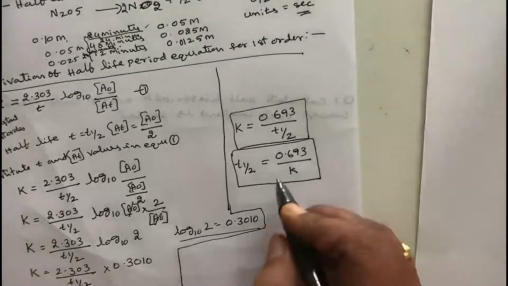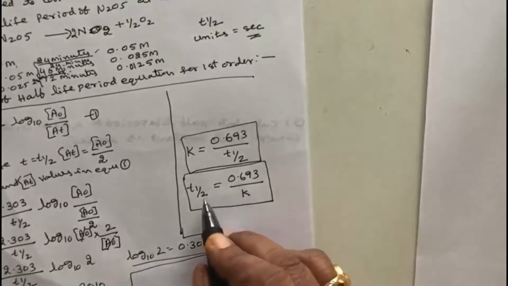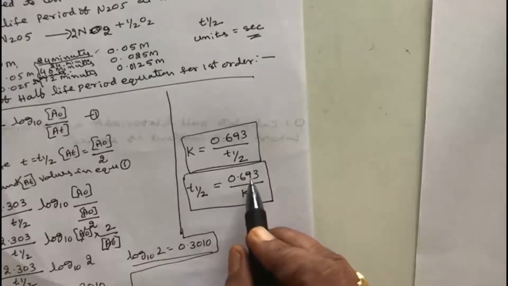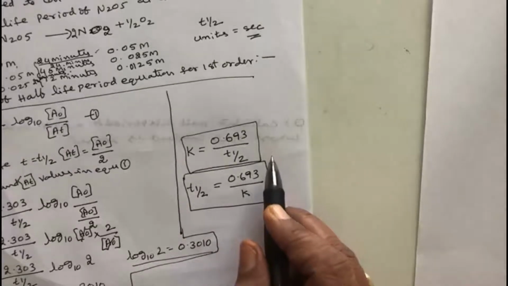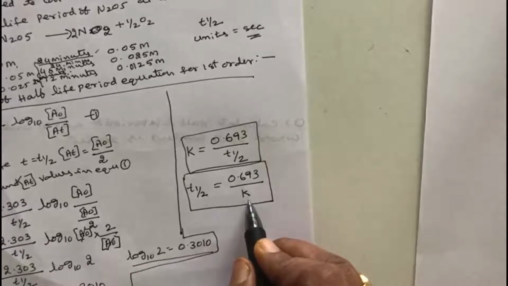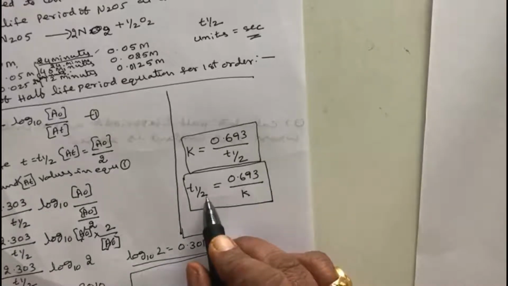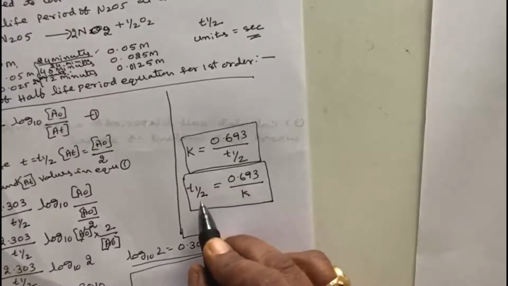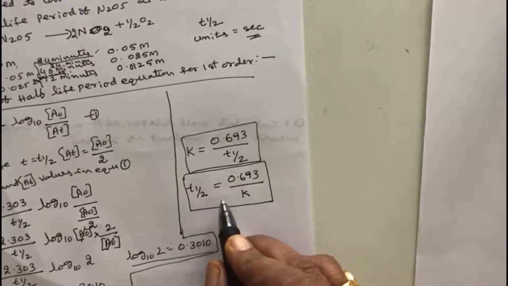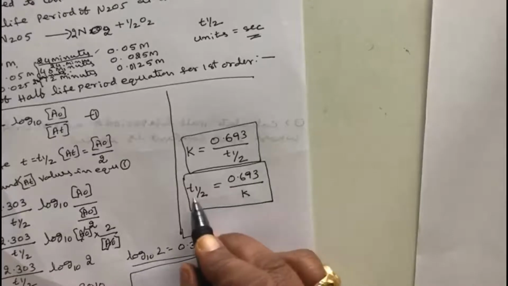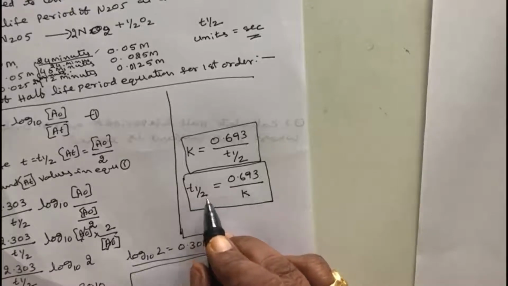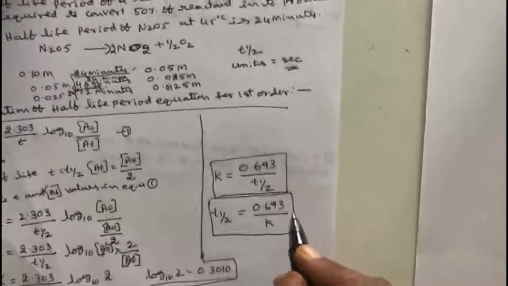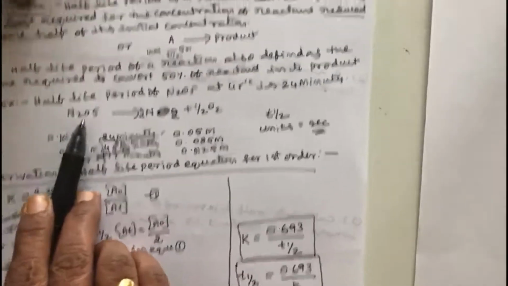This equation explains that the half-life of a first order reaction is independent of the initial concentration of the reactant. Here the rate constant is inversely proportional to T half. If we know the rate constant value, we can easily find out the half-life period of a first order reaction. Or if we know the half-life period of a first order reaction, we can easily find out the rate constant of a first order reaction.